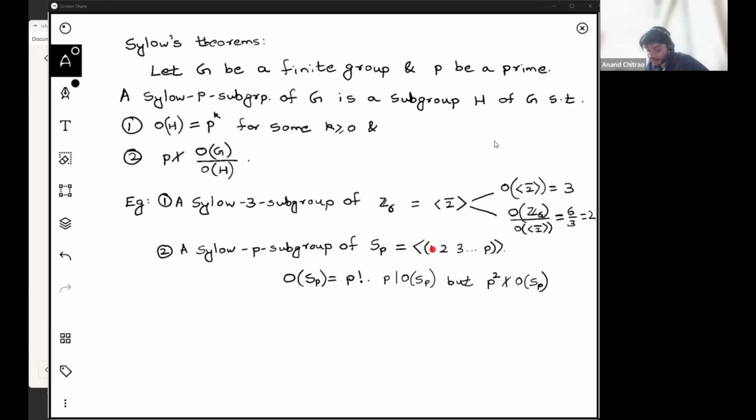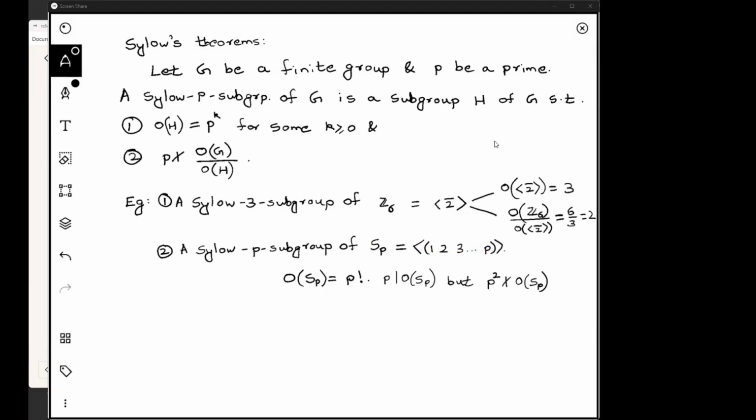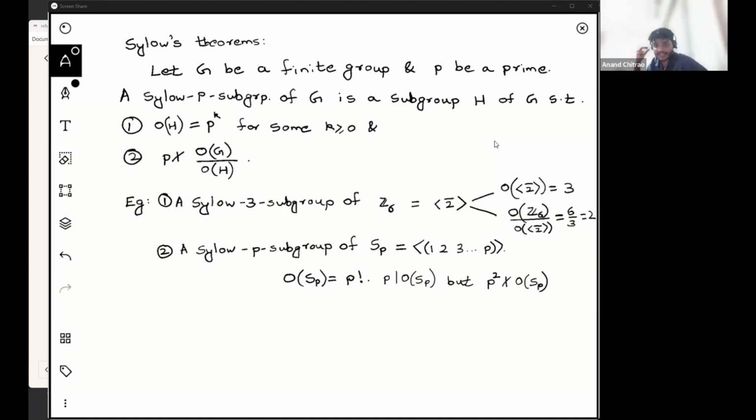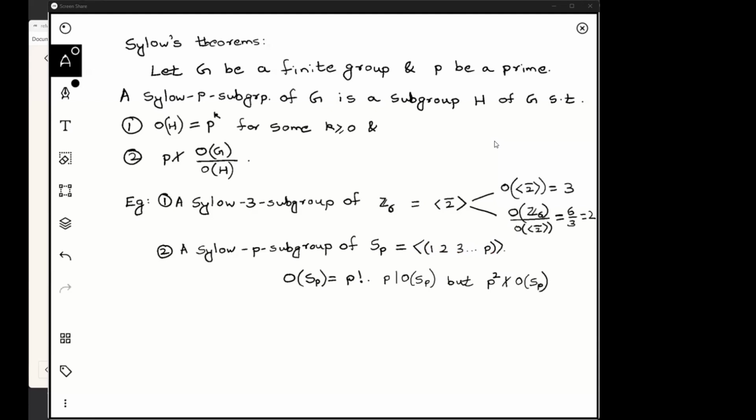What's the order of this element 1, 2, 3, dot, dot, dot till P? The order is just P, right? It's a P cycle. An n cycle has order n. So a P cycle will have order P. So the subgroup generated by this element is of order P. Therefore, it's a Sylow P subgroup of S_P. Is this clear? Yeah.